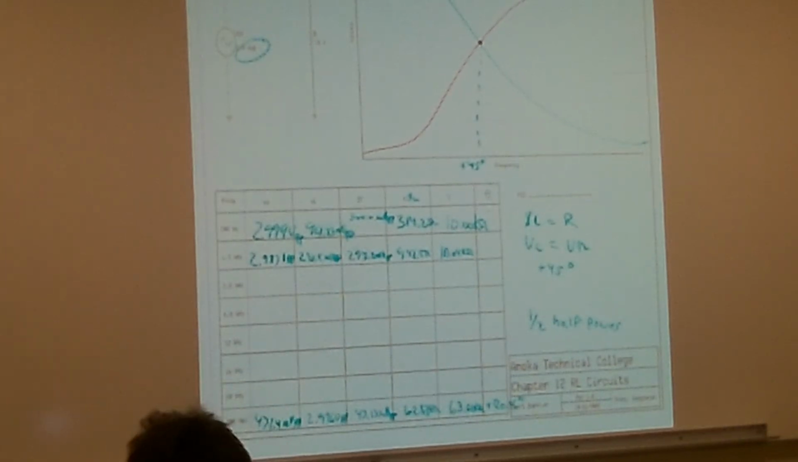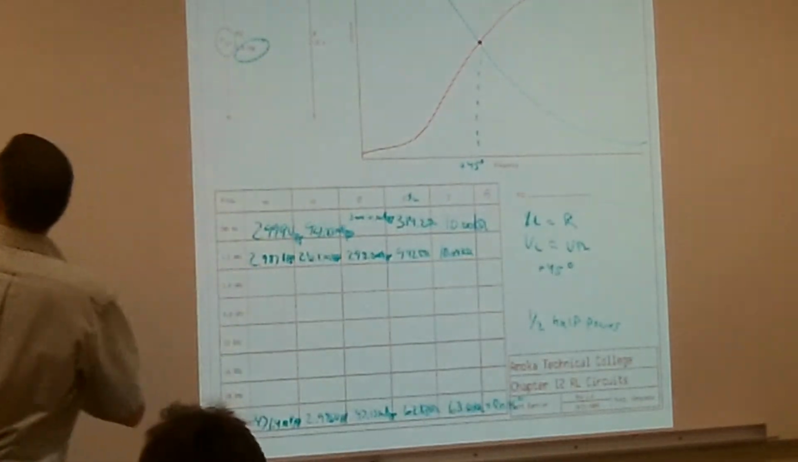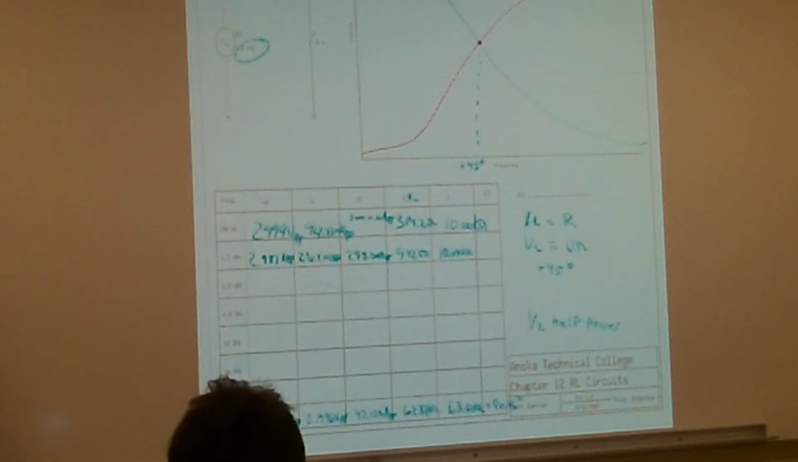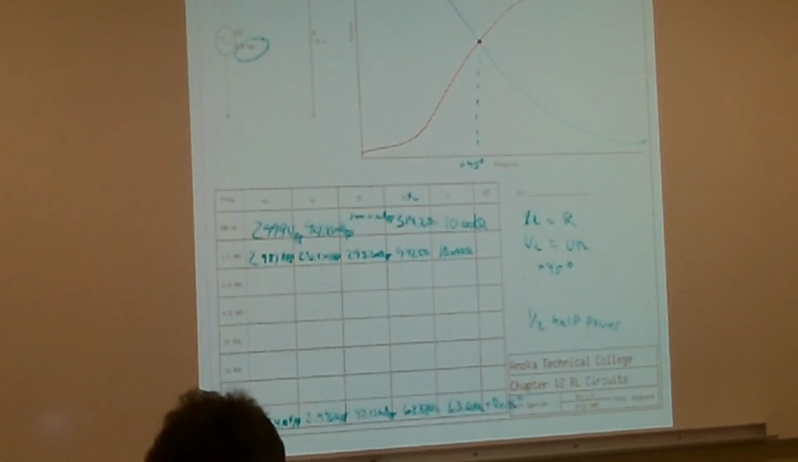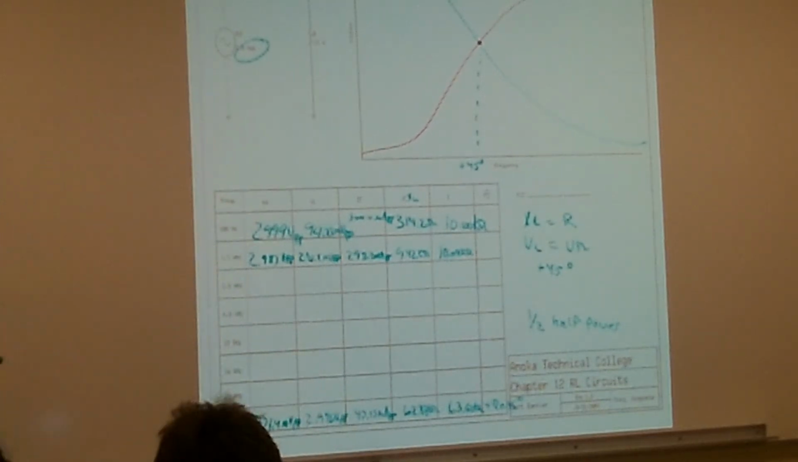Yeah. So basically, since we know that at 45 degrees X of L is equal to R, X of L here is just replaced with R. We want to leave frequency by itself, so we're just taking our 2 pi L and dividing R by it. That gives us our frequency cutoff. So what's going to be my frequency cutoff then? What is R equal to? Yeah, 10,000. So I'm going to take 10,000 and divide it by my 2 pi L.